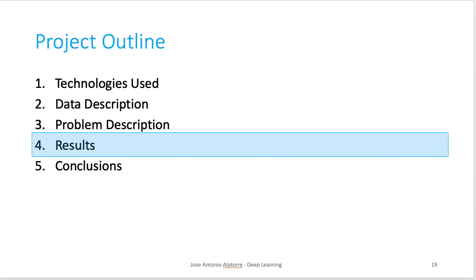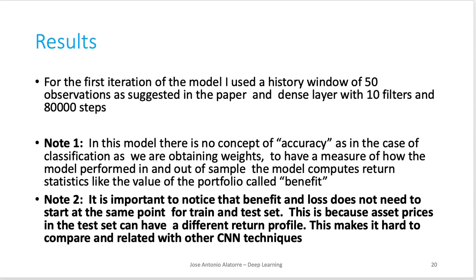What were my results? Well, in the first iteration, I used a history window of 50 observations, 10 filters in the first layer, and 80,000 steps. Those were the parameters that the authors used in the paper. It's important to notice that in this model there is no concept of accuracy, because we don't have classes that we already know. So we are actually plotting the benefit. And what is the benefit? The benefit is basically the total return of our portfolio, and that's the objective, the loss function that we are maximizing or minimizing.